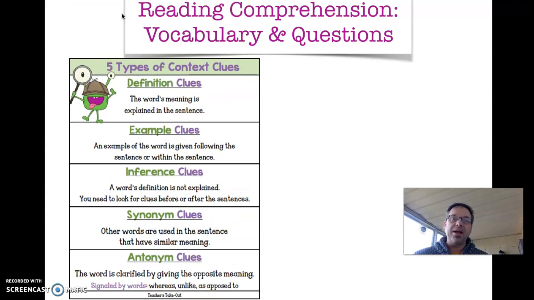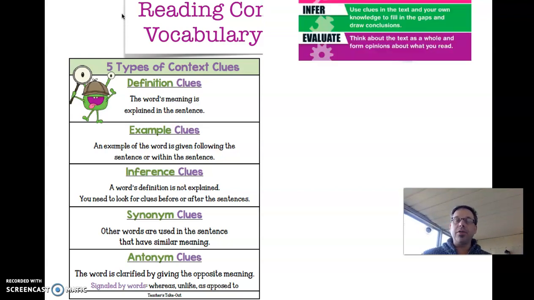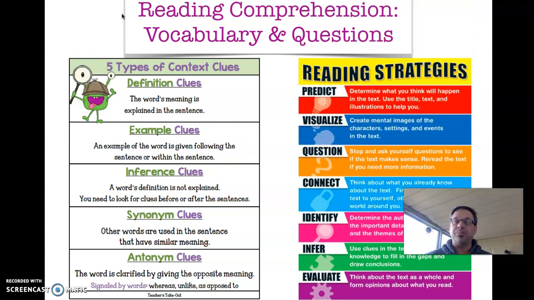One of the things are the types of context clues. So we have definition clues, example clues, inference clues, and then synonym and antonym clues. Right? The other thing are the reading strategies: predicting, visualizing, questioning, connecting, identifying, inferring, and evaluating. Go ahead and pause the screen, read over those. I did make a video previously looking at vocabulary and the context clues. Just check them out real quick.